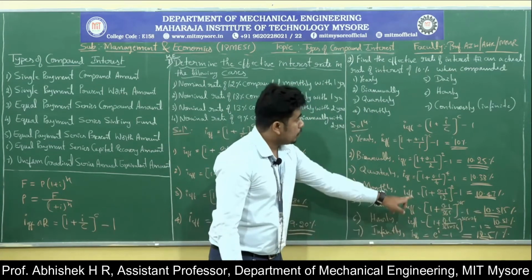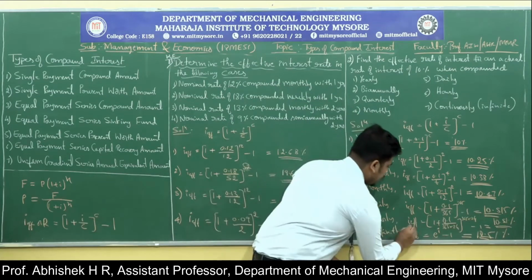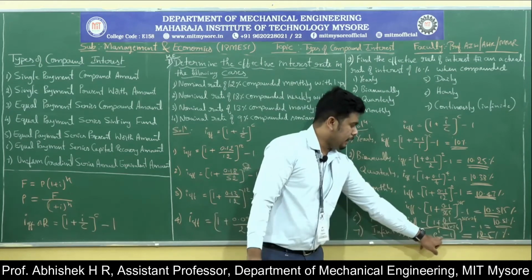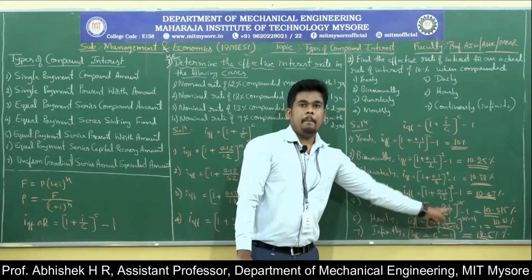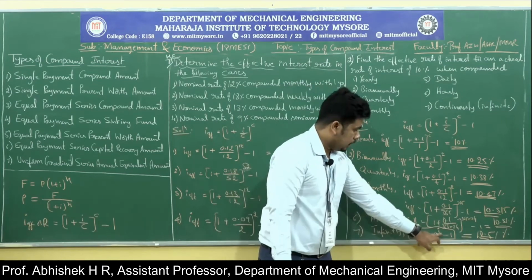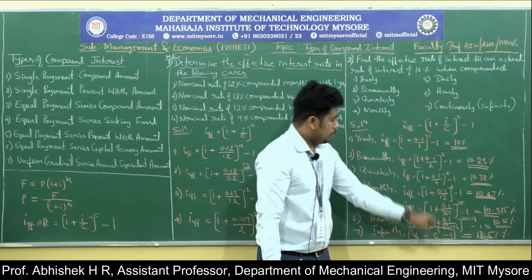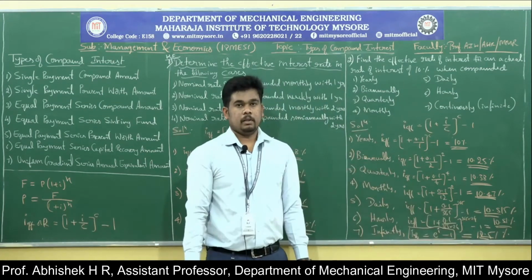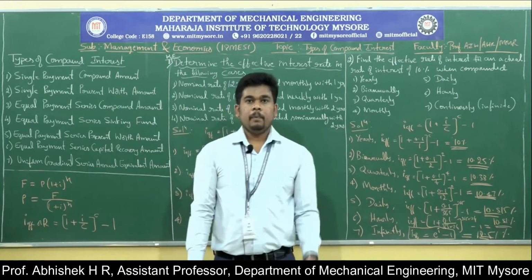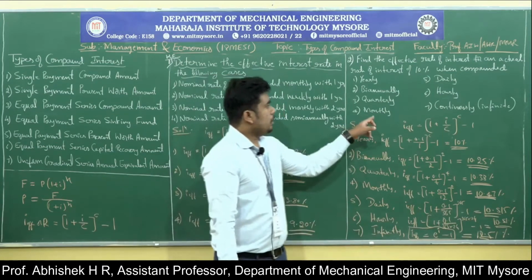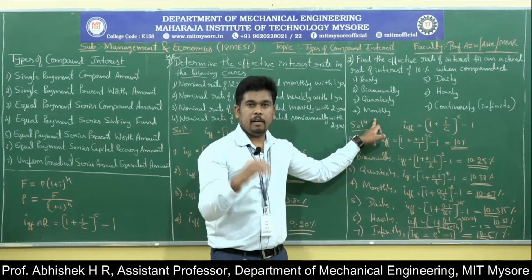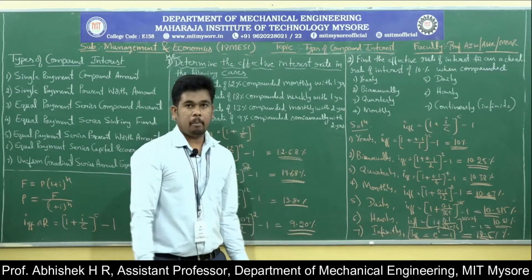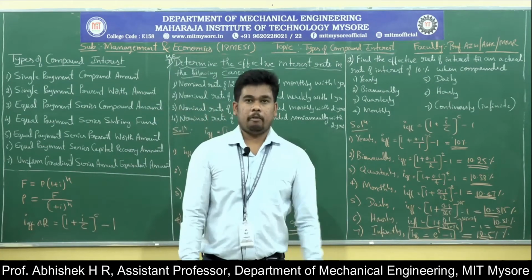Then infinitely, last one. For that we have a separate formula here. I effective is equal to e to the power of i minus 1. So for this, i we know is 0.1. So e to the power of 0.1 minus 1 will give 10.51%. So this is how we are going to calculate the effective rate of interest. And in VTU exams, usually they will ask questions based on the effective rate of interest. So this is very, very important from the exam point of view.